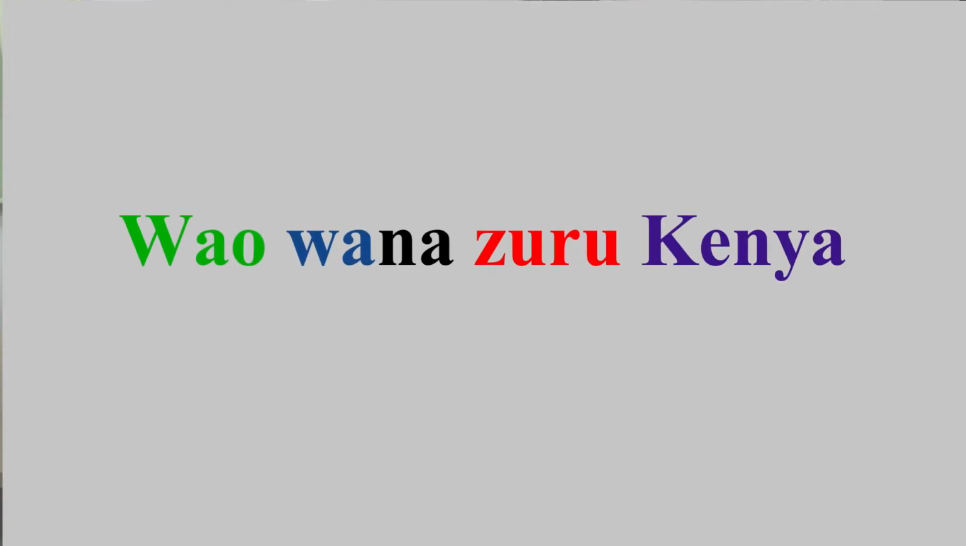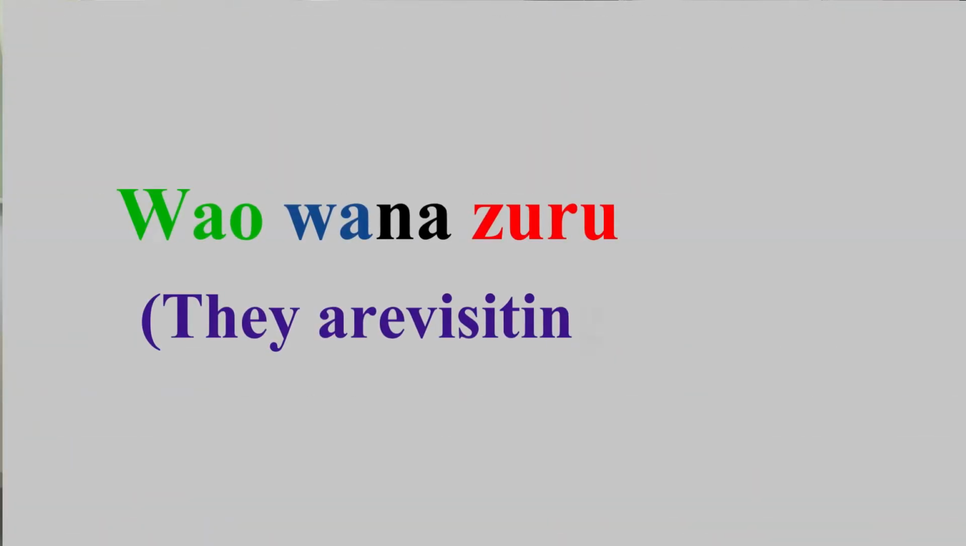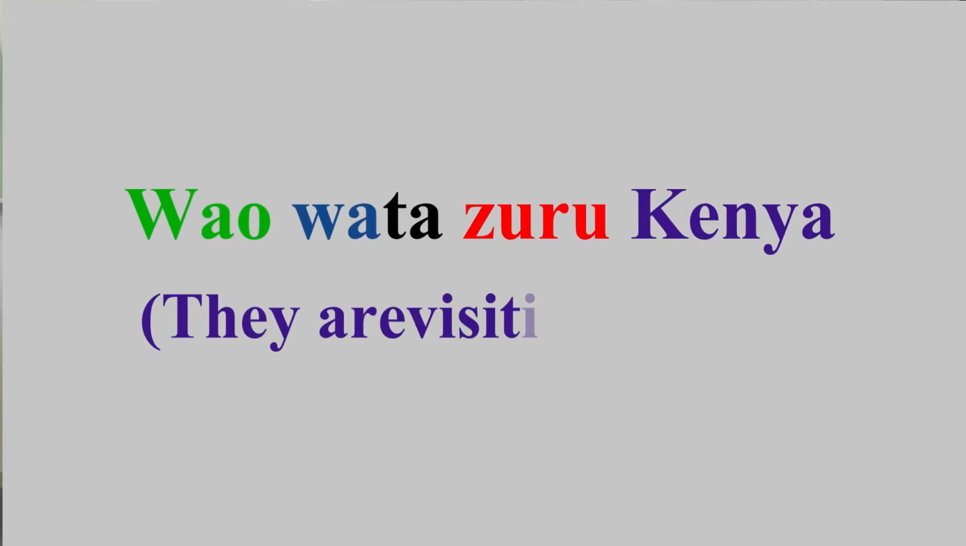Walizuru Kenya. How do we say this in present tense? We say wao wanazuru Kenya. They are visiting Kenya right now. In future tense, we say wao watazuru Kenya. You can see we are just replacing the na for present tense with ta for future tense. So we say wao watazuru Kenya. They will visit Kenya in future.